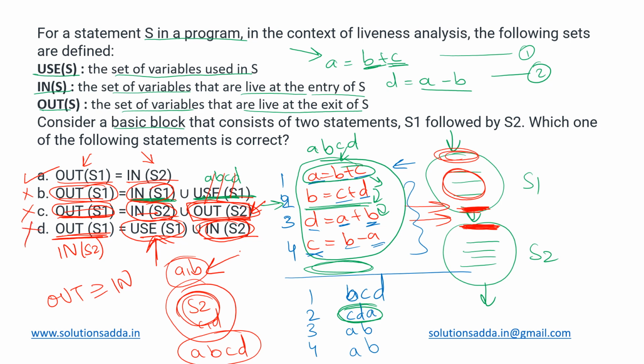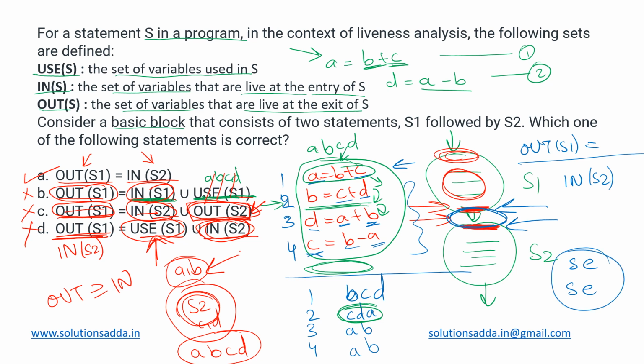And the only one we found to be true is out of S1 being the same as in of S2, because we can only say for sure that the variables which are live at the end of the first block will also be live at the start of the immediately following block, provided that in between there is no leakage, which is generally not the case with basic blocks because they are single entry and single exit. Hence, the only correct option would be A.